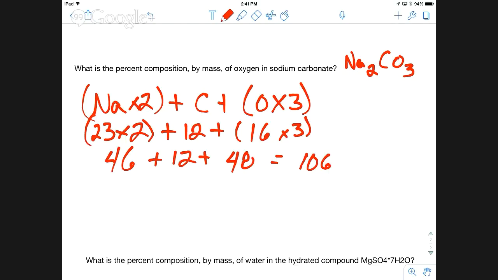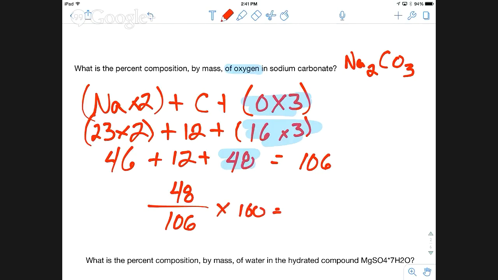So to do percent composition, it's the mass of the part. And in this case, they want to know what is the percent composition of oxygen. So it'd be the whole mass of oxygen, not just the 16, right? It's got to be the 16 times 3, which is the 48. So it'll be the 48, the part, divided by the whole, which is 106, times 100.